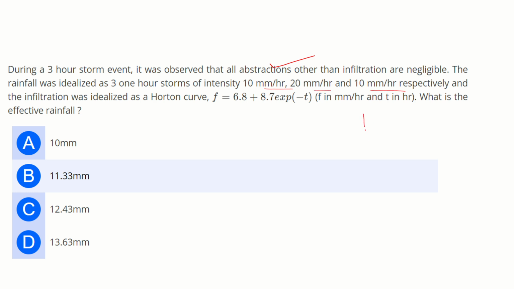तो अगर हम लोग एक हाइड्रोग्राफ ड्रॉ करेंगे तो this will represent the rainfall 10 mm, 20 mm and again 10 mm. ठीक है, 1 2 3 hour. ठीक है, this is 10, this is 20, this is 10.